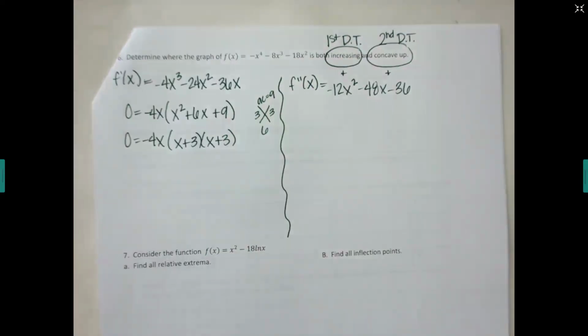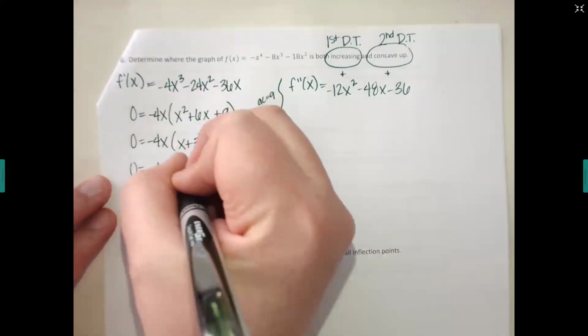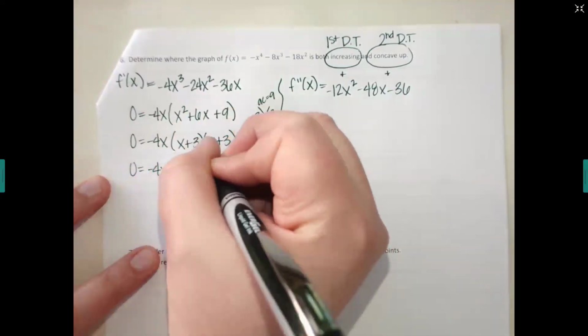Now, the other way that I could write that, if I want, is instead of having x plus 3 twice, I could write it like this. x plus 3, and then squared.